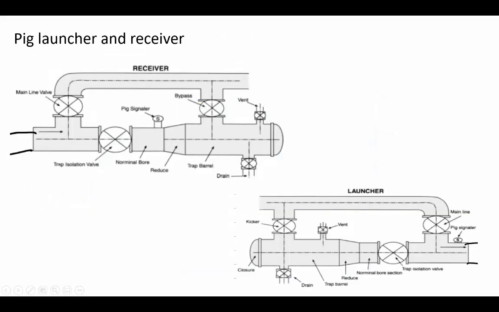We are going to see a bit later how that works. But here you have a more schematic view of how the launcher looks. You have an opening, you put the pig inside, then you flush the fluid through it. Then you have a conical structure to insert the pig into the pipe. And then the receiver is something similar. You have a bypass line, but now the pig goes inside, into this big chamber, and the fluid simply bypasses the pig.